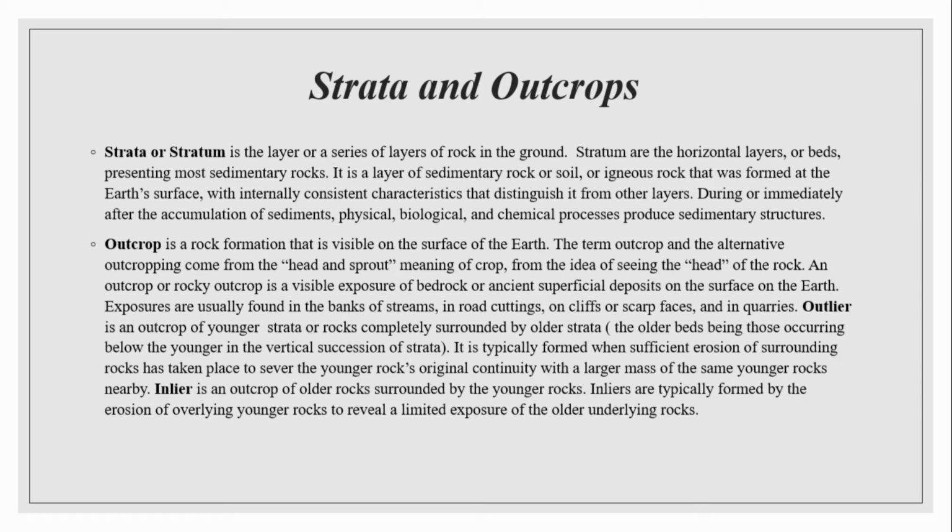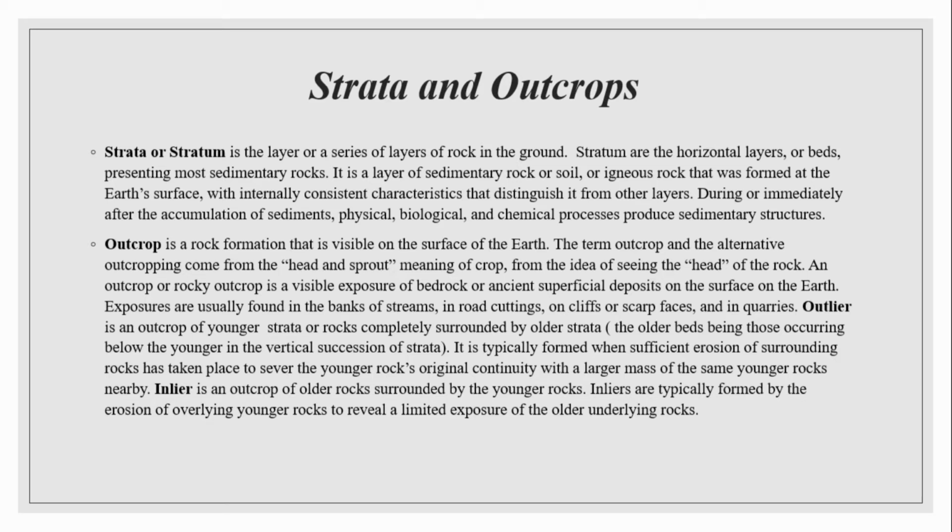Outlier is an outcrop of younger strata or rocks completely surrounded by the older strata. It is typically formed when sufficient erosion of surrounding rocks has taken place to sever the younger rock's original continuity with a larger mass of the same younger rocks nearby.